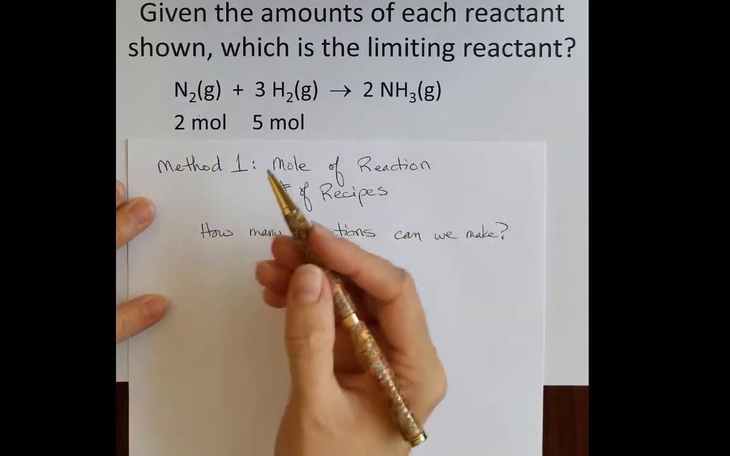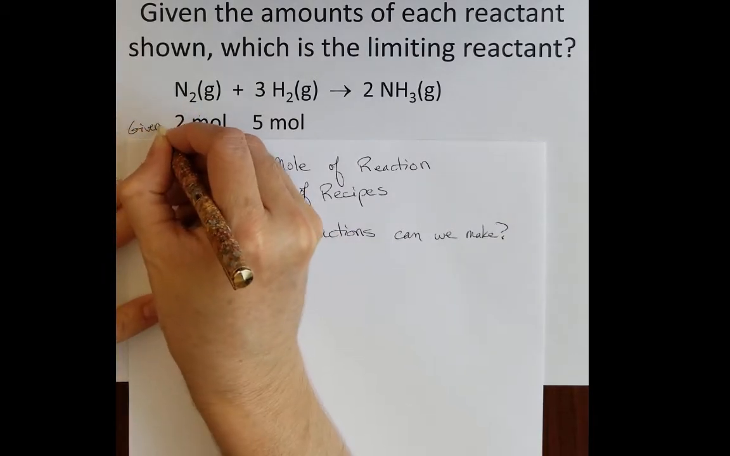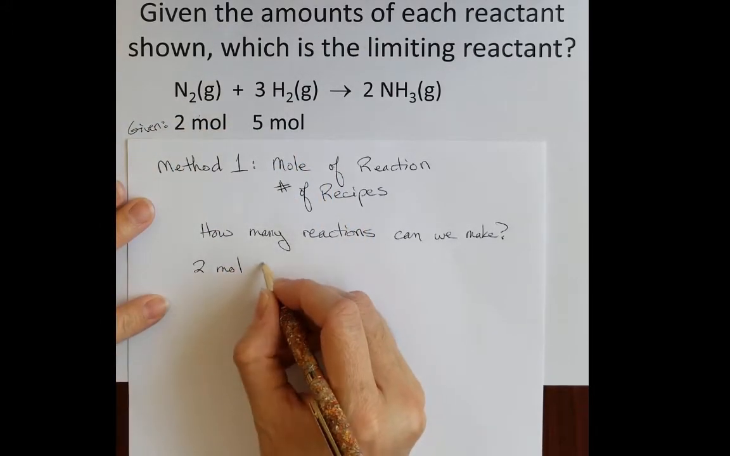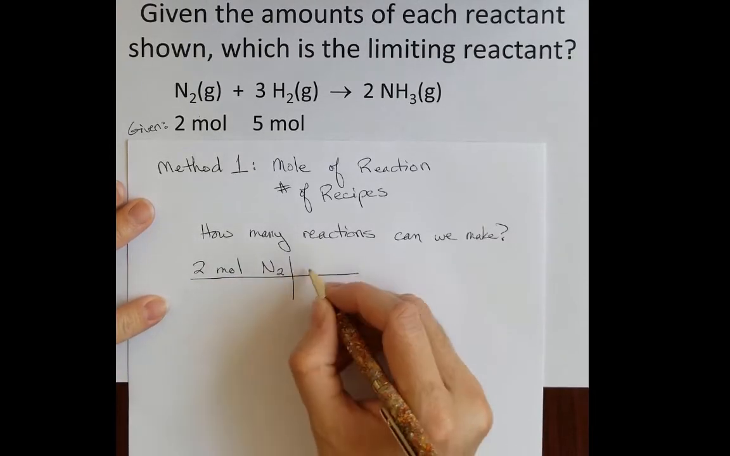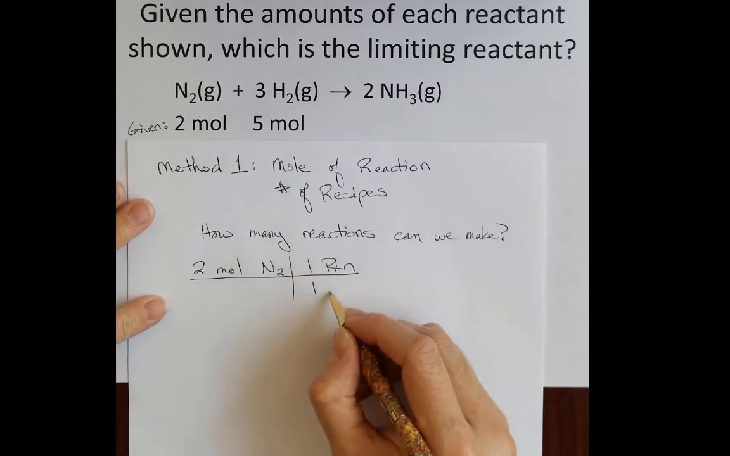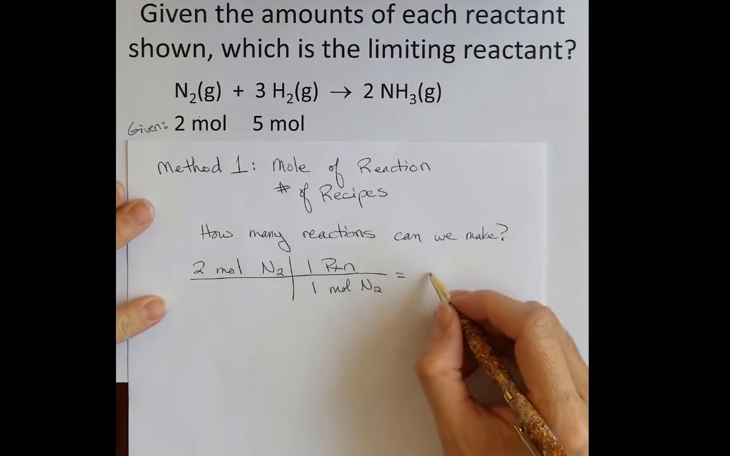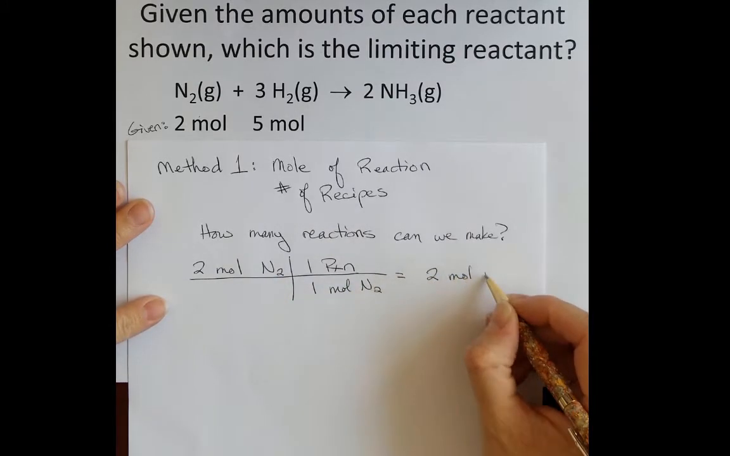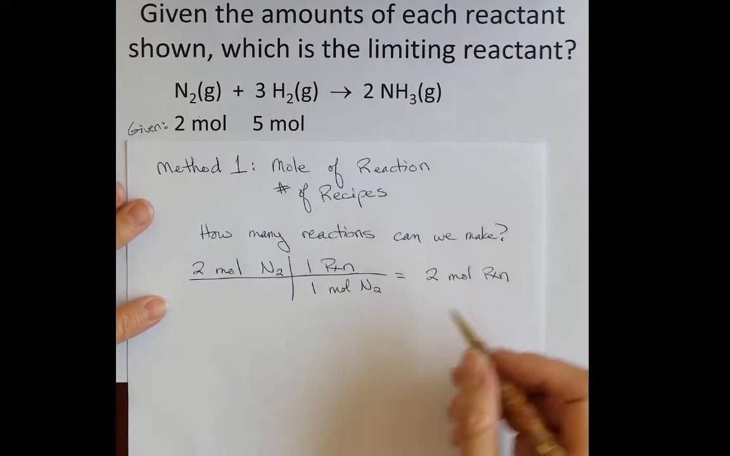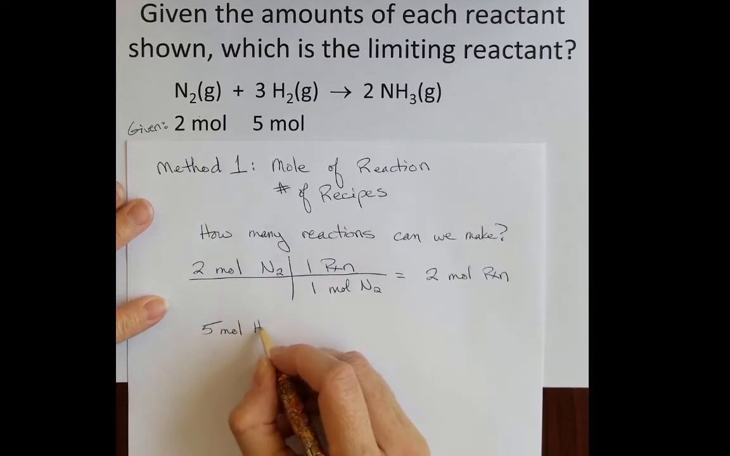As we do this, we're going to take the given amounts of nitrogen. So these are my givens. I have 2 moles of nitrogen, that's what they gave me. In one reaction, I only have 1 mole of nitrogen. So this is going to give me 2 moles of reaction, or a total of 2 recipes by using my nitrogen. If I was to use my hydrogen, I start off with my given, my 5 moles of hydrogen.